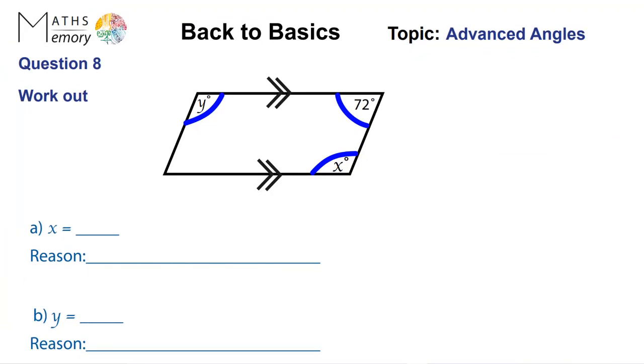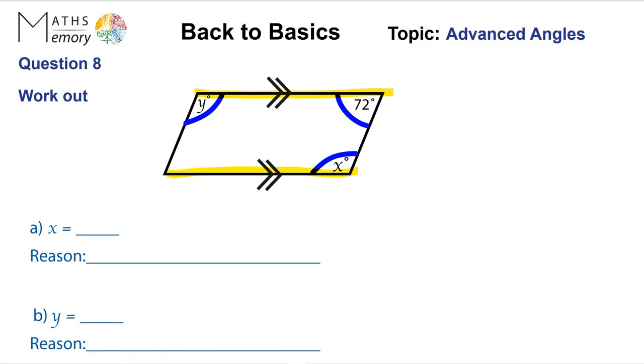Question 8, back to basics. Just press pause, try parts A and B please, and press play when you have done this. So in this case we have again a set of parallel lines in the context of a parallelogram. Okay, because a parallelogram is like a slanted rectangle. So it's very similar to the question before.